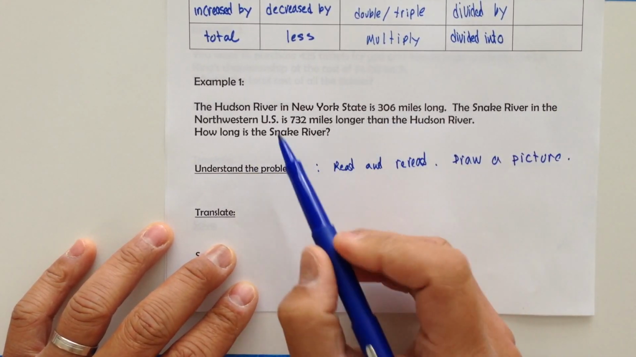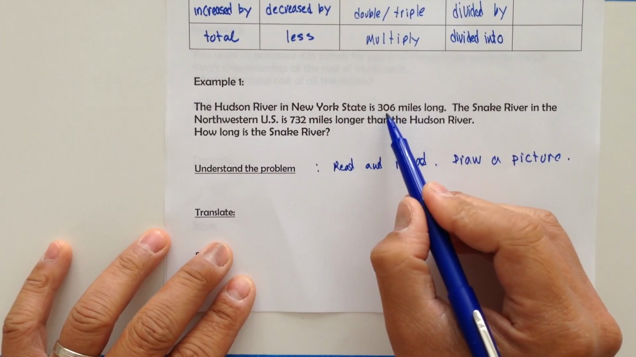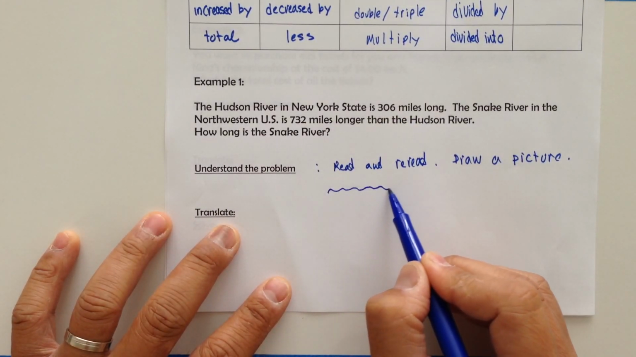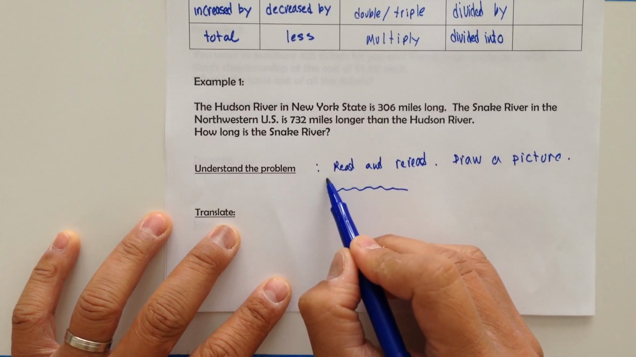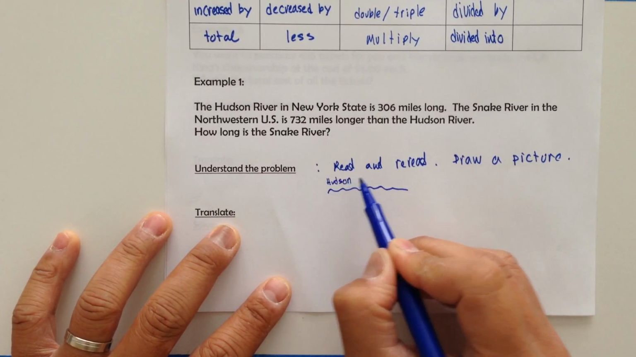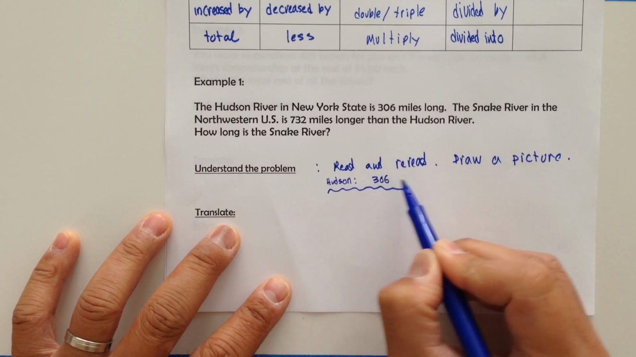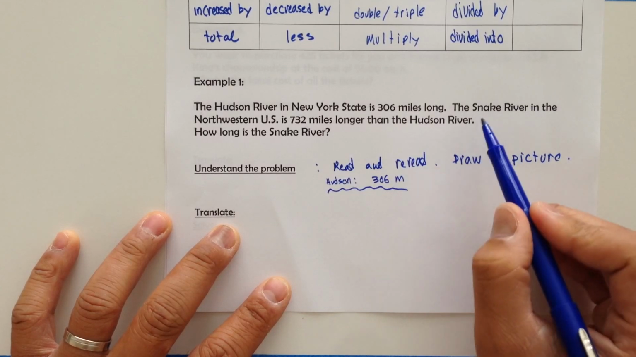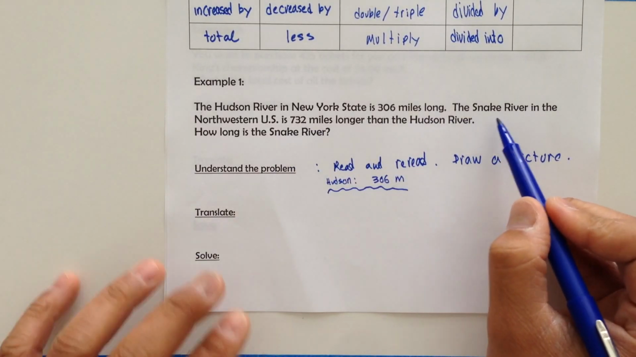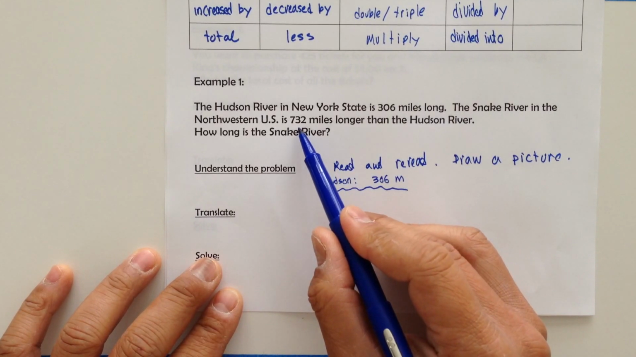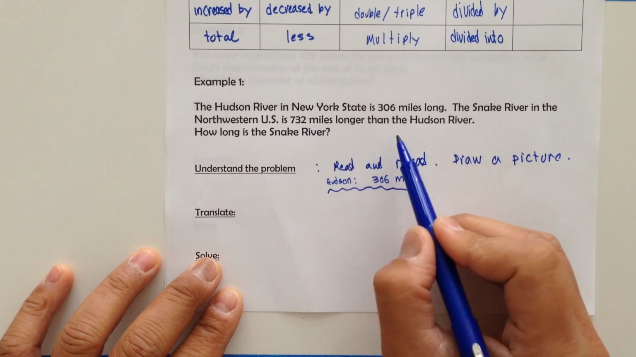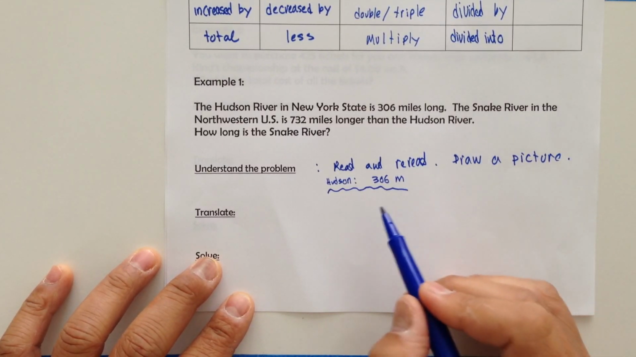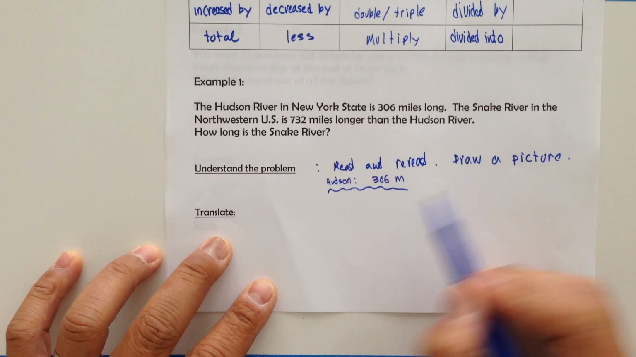All right. So first, here's what it says. The Hudson River is 306 miles long. So maybe draw a river and call this the Hudson River, and it is 306 miles. All right. Now, proceeding from the next sentence, it says that the Snake River is 732 miles longer than the Hudson River. So the Snake River has to look like this.